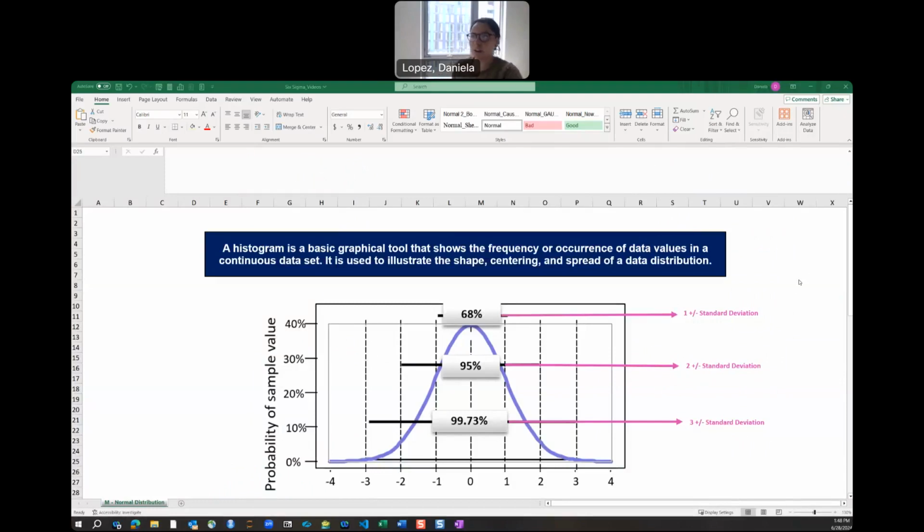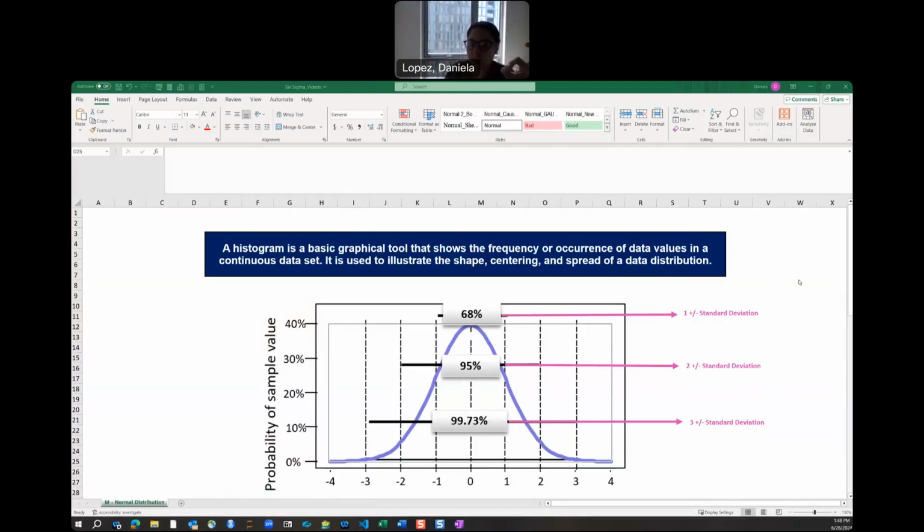It's a basic graphic tool that shows the frequency or occurrence of the data values in the continuous data set. It is illustrated as a bell curve, as you can see over here, and it gives us the spread of the data. I wanted to note something in here. The normal distribution might be normal, for lack of better words, for other different areas.